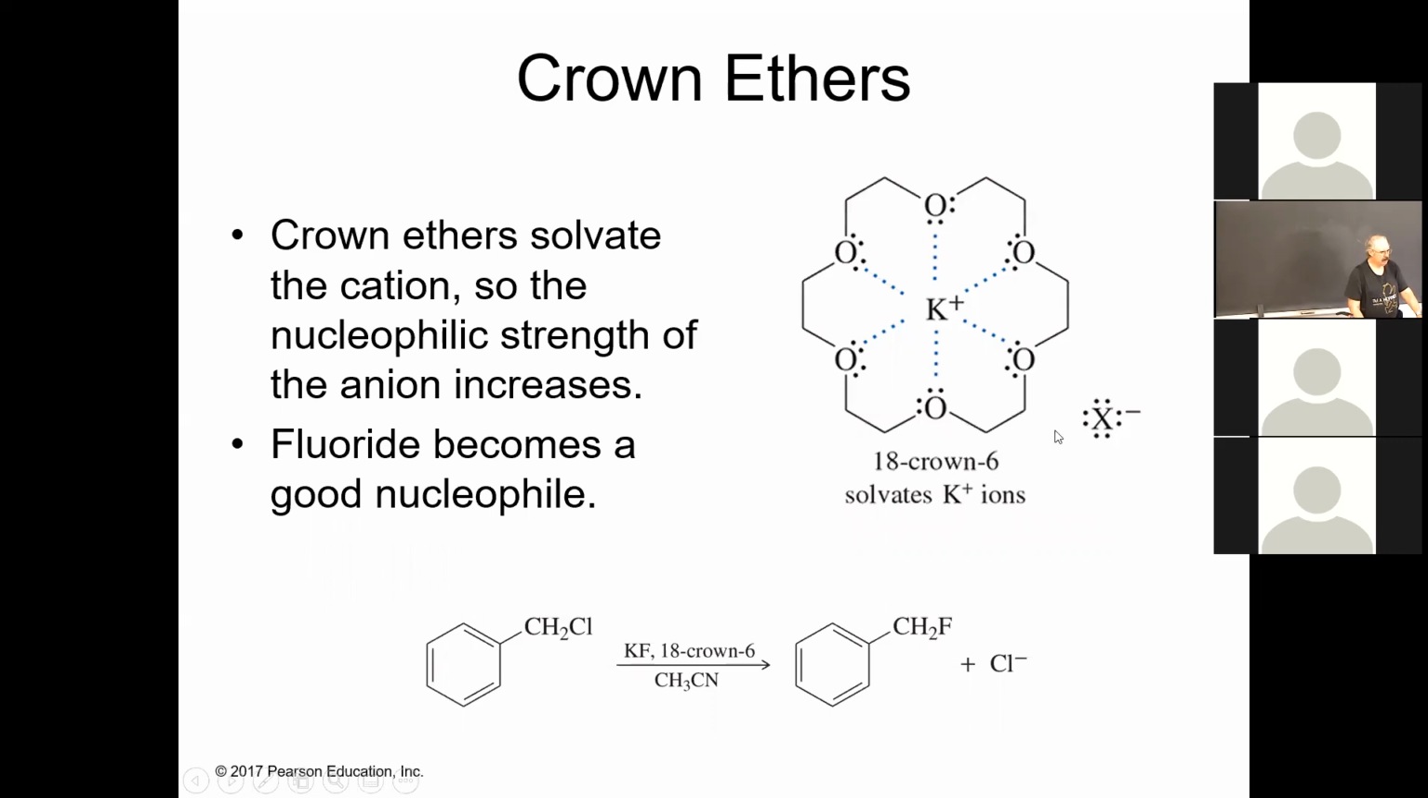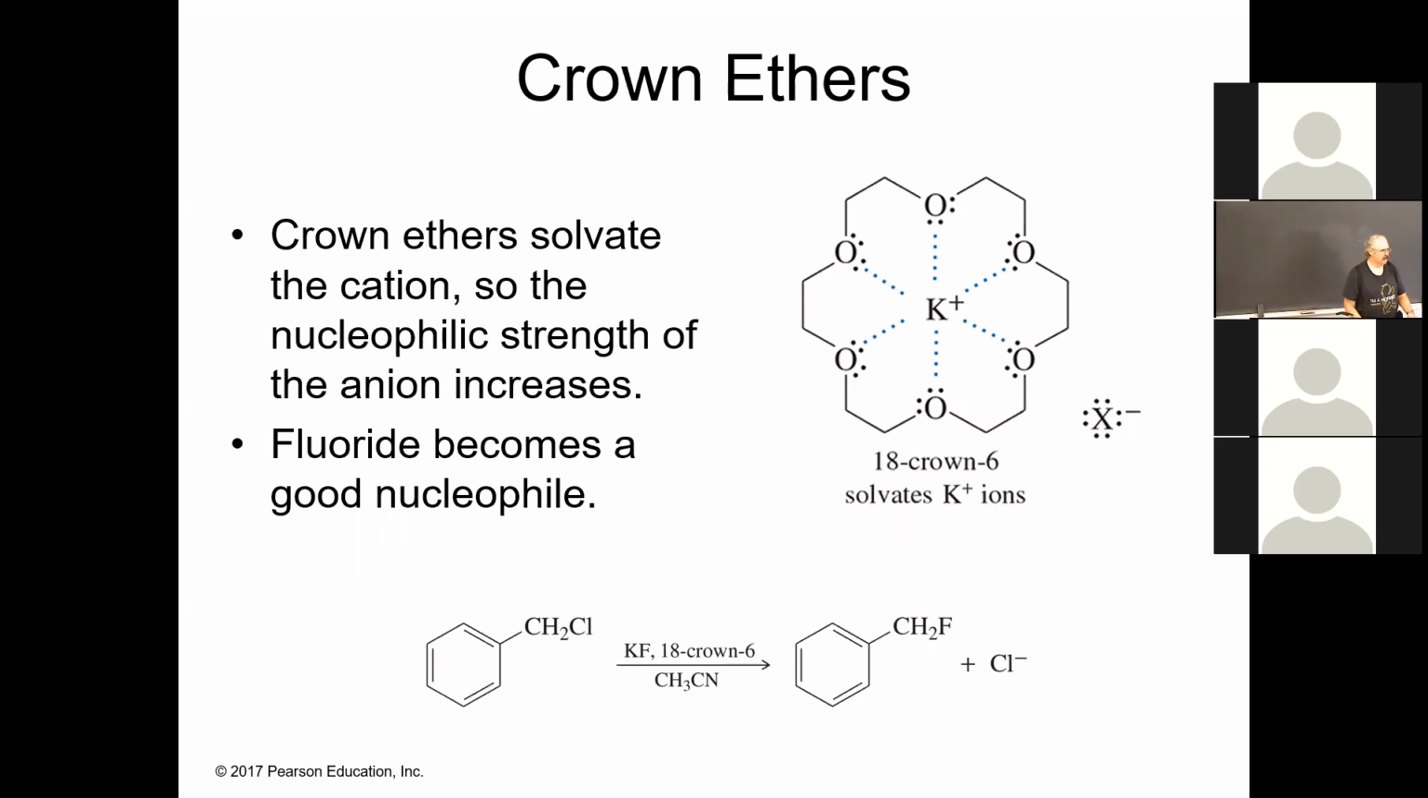The crown complexes the potassium ion. There's a hole in the middle. It's not only like a crown, but it's like a donut. And the hole in the middle is just the right size for a potassium ion to fit snugly. And so it ties up the potassium ion, and then the fluoride ion is free to move around and becomes much more nucleophilic.